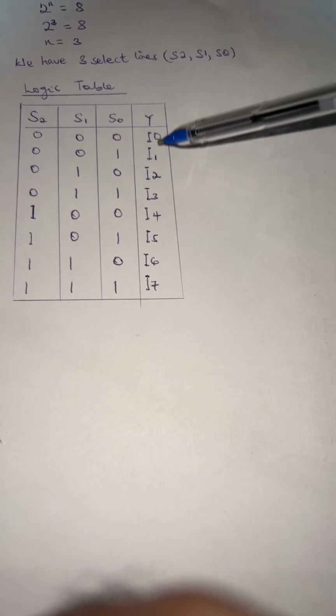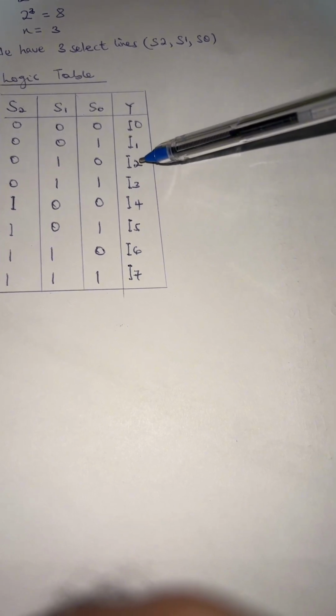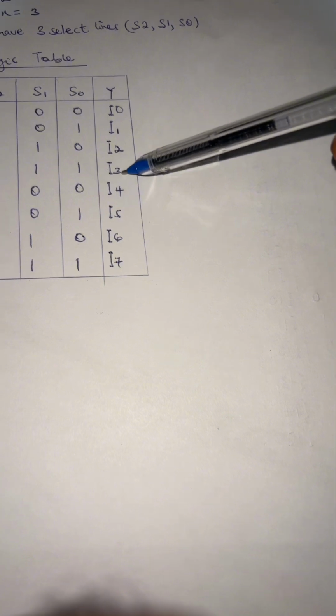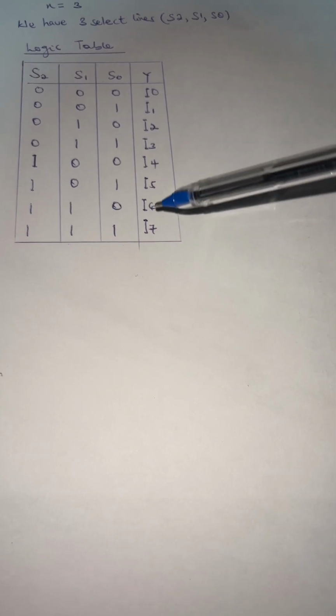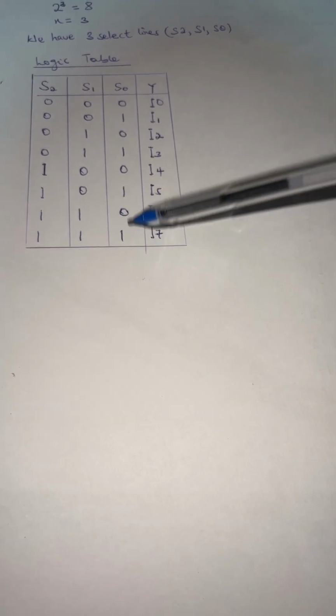So 1 in base 2 will be 0, 0, 1. 2 in base 2 will be 1, 0. 3 in base 2 will be 1, 1. 4 in base 2 will be 1, 0, 0. 5 in base 2 will be 1, 0, 1. 6 in base 2 will be 1, 1, 0. 7 in base 2 will be 1, 1, 1.